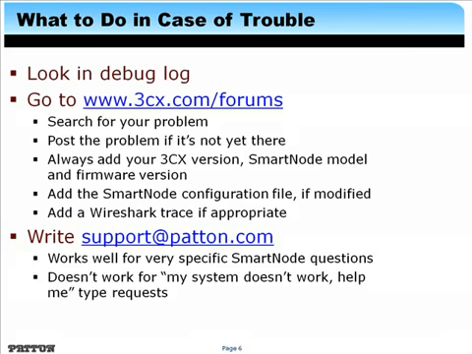Add your 3CX version, your smart node version, the smart node model and firmware version, and if possible, also the firmware configuration file, especially if you modified it yourself. Add a Wireshark trace. That's something appropriate as well, because it shows all the SIP message flow and maybe it gives additional hints on what could go wrong in your case. And if you have specific questions about smart nodes and their configuration, write to support@patent.com.